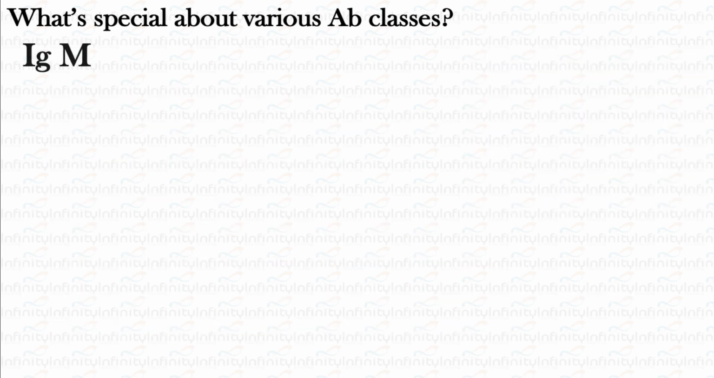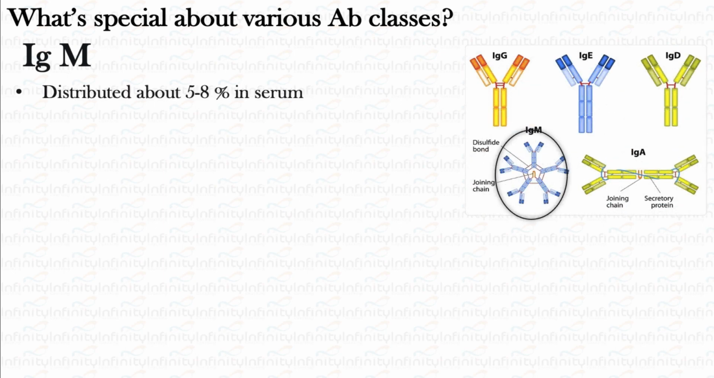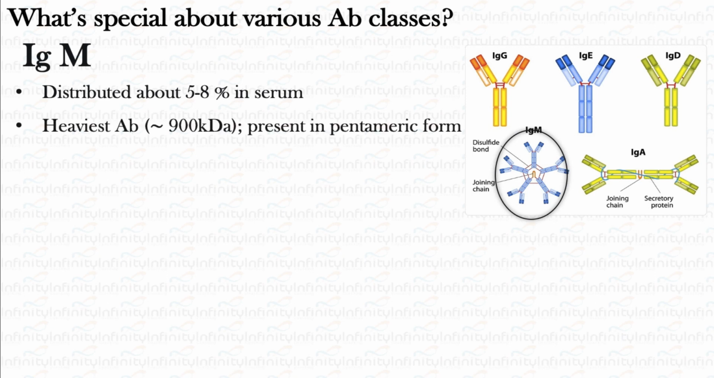The next class of antibodies is IgM. Now, IgM might not be as widely distributed in the serum as IgG was, with a serum share of about 5 to 8%, but it is one of the heaviest antibodies that we have. Weighing in at about 900 kilodaltons on average, IgM is always present in a pentameric form. Being pentameric is advantageous to IgM as it can bind to more than one antigen at a given time. Technically, IgM can bind to 10 antigens at a given time, but because of steric hindrance, about 5 antigens can be bound at the same time.